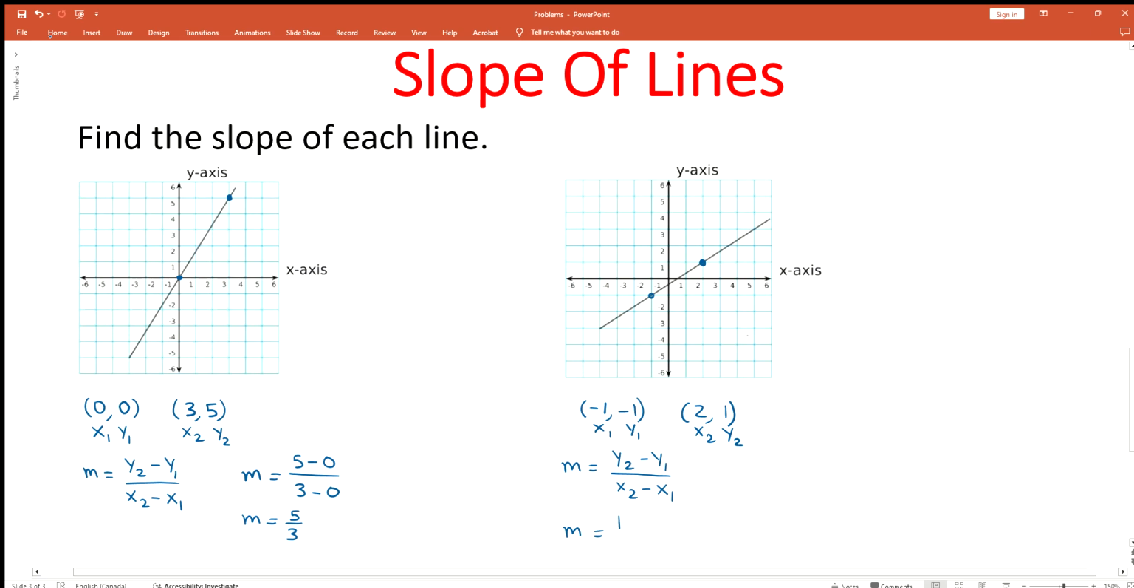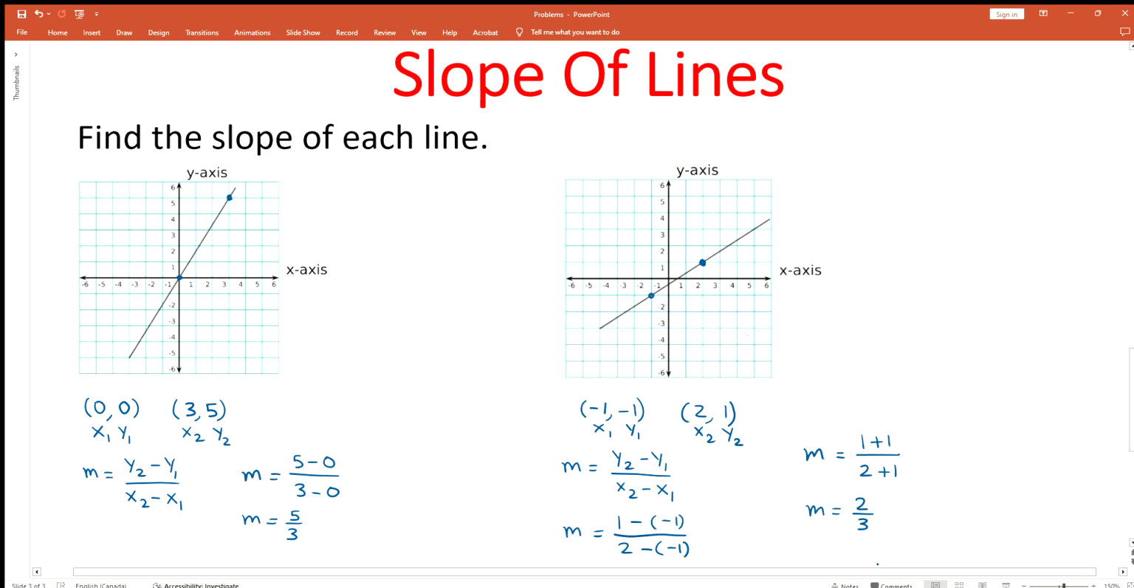y2 is 1, y1 is -1, x2 is 2, x1 is -1. In the numerator, minus -1 is equivalent to +1. In the denominator, minus -1 is equivalent to +1. I get m equals 2 over 3. This is the slope of the second line.